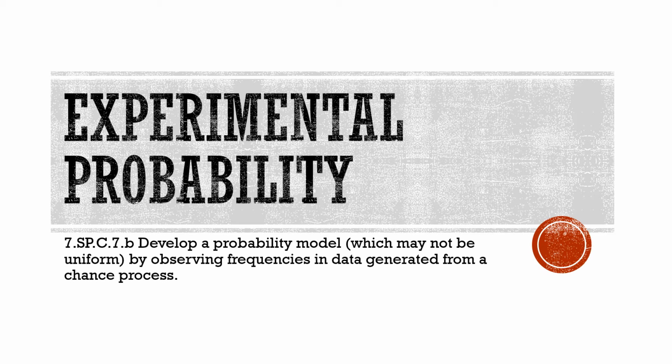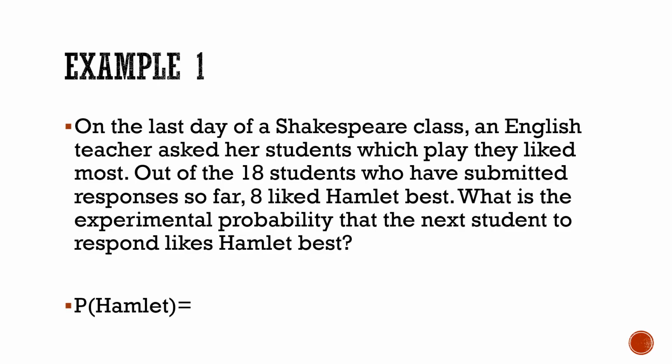Today we're going to work on experimental probability. So we've talked about theoretical probability, meaning what should happen. Now we're going to look at experimental probability. On the last day of a Shakespeare class, an English teacher asked her students which play they liked most. Out of the 18 students who have submitted responses so far, 8 liked Hamlet best. What is the experimental probability that the next student to respond likes Hamlet best?